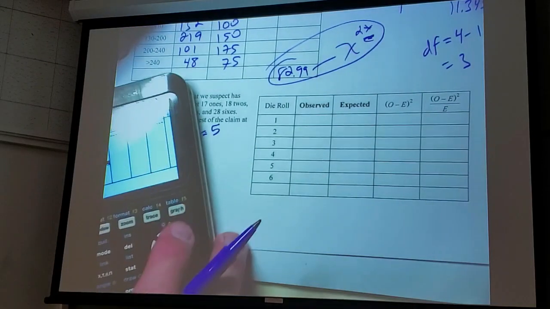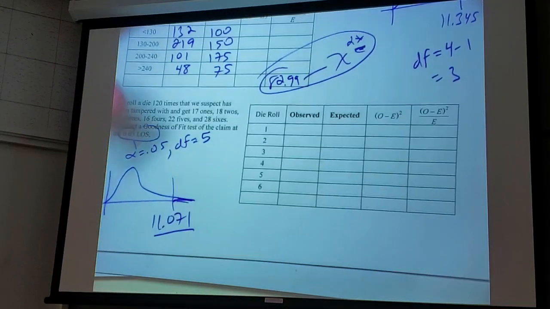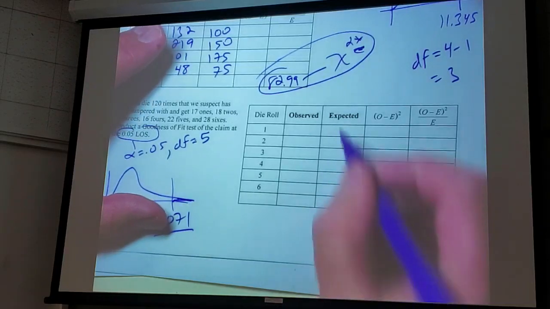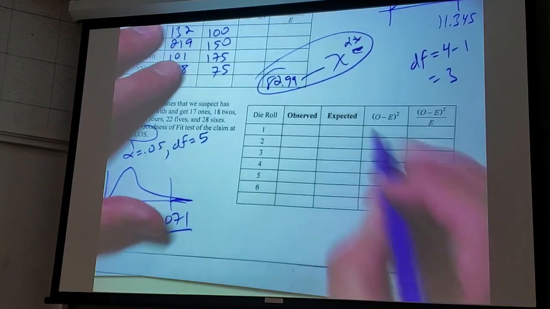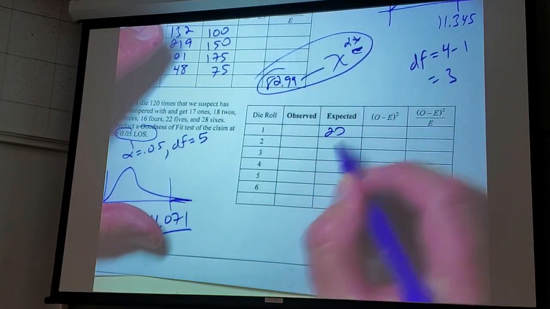And now, obviously, what will they expect it to be? 20. Yeah, so I got 120 divided by 6, so they should each get 20.